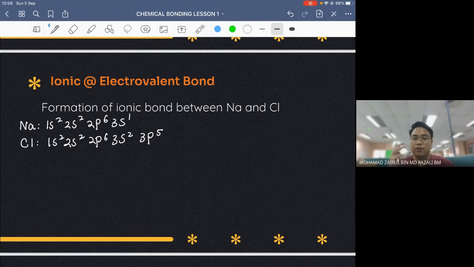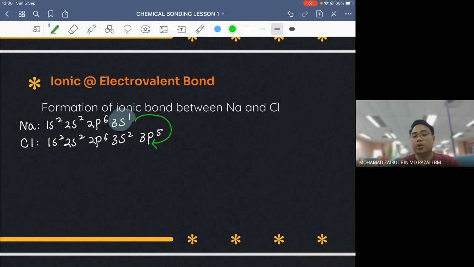So in order to form Na+, sodium needs to release one electron. The electron must be donated from the highest energy orbital, which is the 3s orbital. So dia akan donate elektron, satu elektron ni akan pergi kepada 3p5 dalam chlorine. So now chlorine dia akan gain satu elektron to form Cl-.